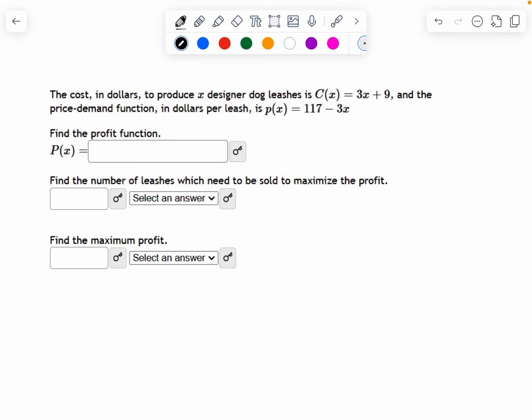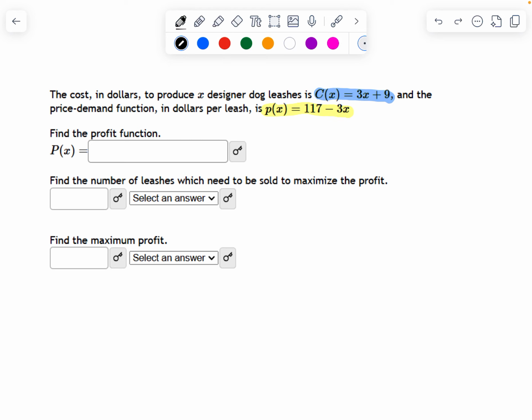Hello and welcome. So we're going to be talking about the cost to produce dog leashes, as well as the price and demand for those leashes in two different functions. The cost is going to be this first one. The price demand will be the second. Now it asks for the profit function.